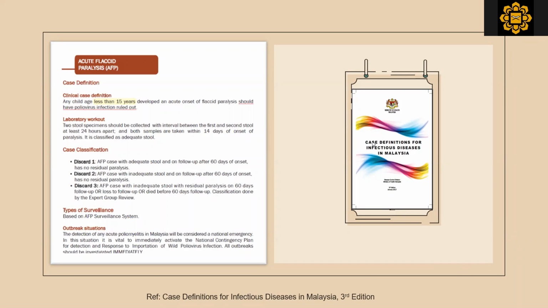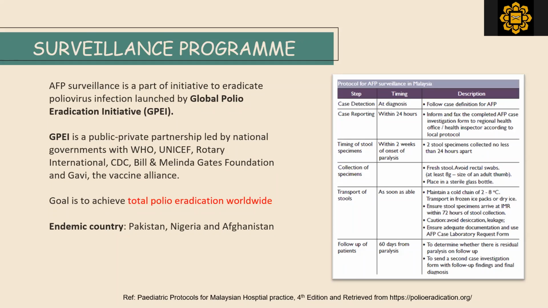in Malaysia, any child aged less than 15 years old develop acute onset flaccid paralysis, we must rule out polio infections. So in order to rule out the polio infection, we need to take a stool sample, at least 2. You can read here, laboratory workup. 2 stool specimens should be collected, interval at least 24 hours apart, the first and the second stool. And then it is best that we take the sample within 14 days of onset, within 2 weeks, the presentation of AFP. Because one of the common cause of the AFP is poliomyelitis.